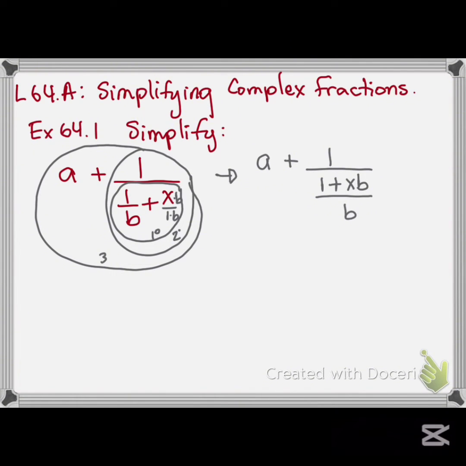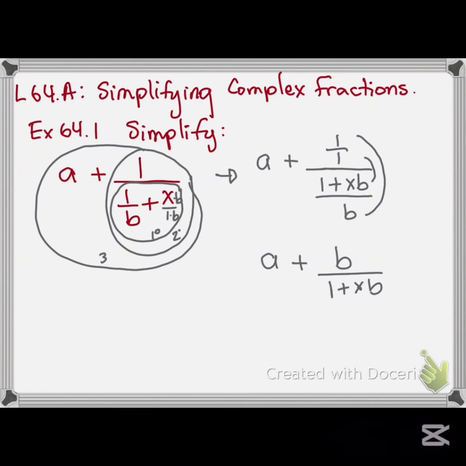Now we're going with the second layer. The second layer is a division of fractions. So I can erase this 1 and then put a 1 over 1. And we're ready to do the division, and I'll just do it this way that we learned before. So we have a plus, and we multiply 1 times b, which is b, and then on the bottom I have the 1 plus xb. Now notice, that's step number 2.